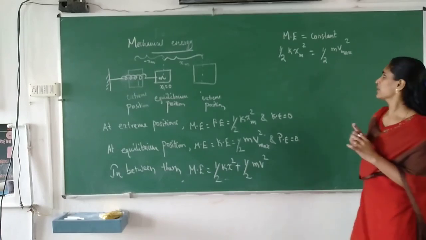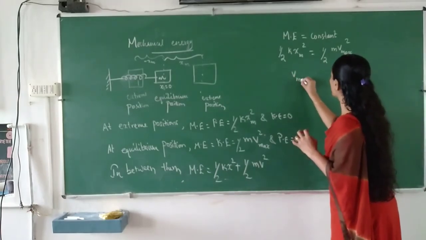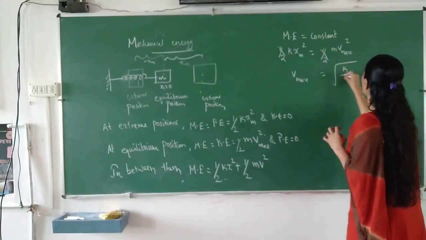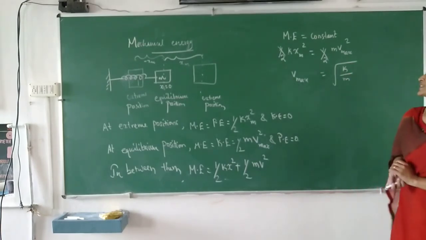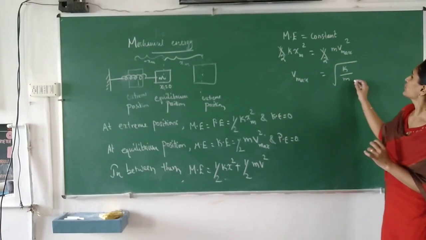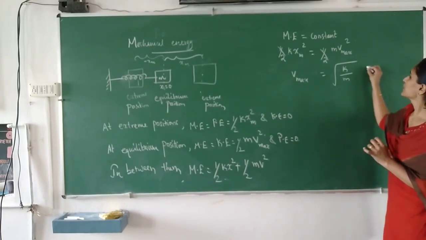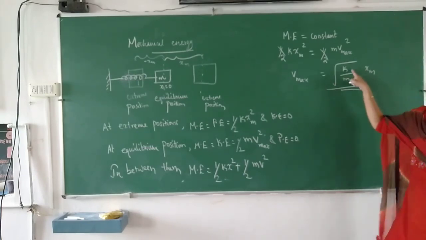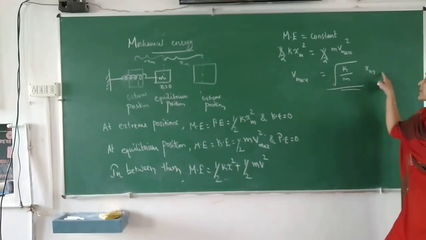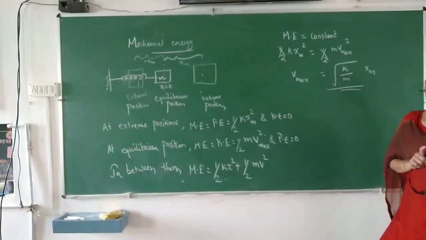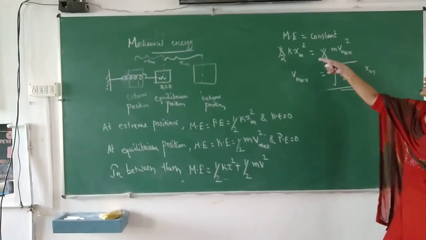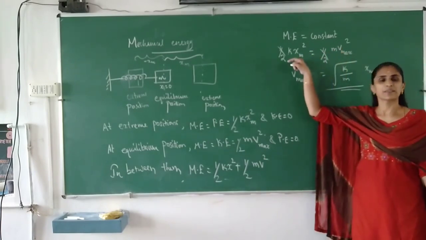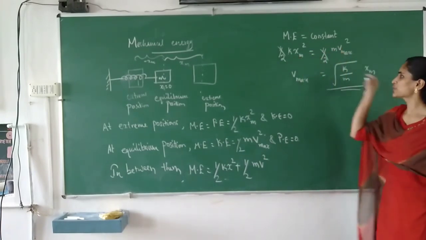So you can find the velocity Vmax. Maximum velocity can be written as root of k by m into xm. K is spring constant, m is mass, and xm is the maximum displacement. Okay. Or sometimes the maximum velocity will be given, and they may ask to find the maximum displacement or the extreme position. So vice versa you can find it.